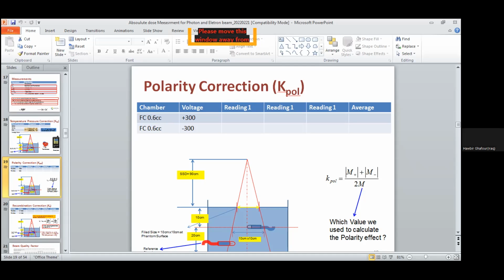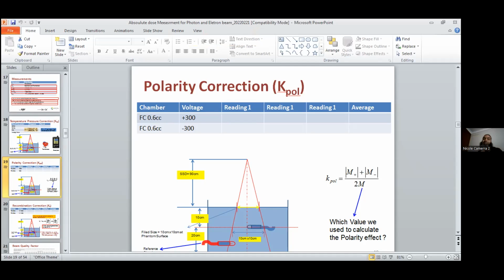I can say the reading from a brachytherapy source is continuous, but the polarity correction in the photon and electron beam is like pulse. So we don't need it to measure K-pole in brachytherapy source. Very good. Sorry, I directly explained it. No, that's all right. That's all good.